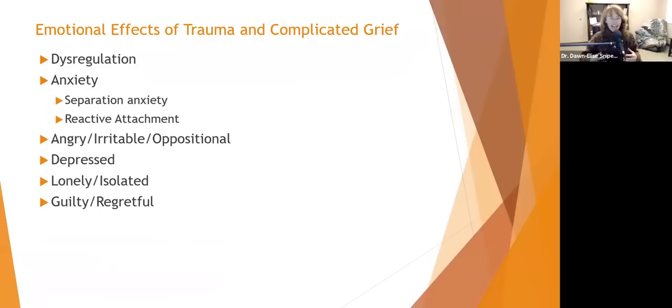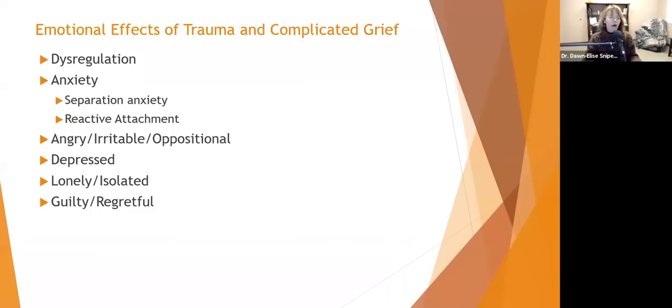Or if they had a primary attachment and that attachment goes away for some reason, divorce, deployment, drug treatment, whatever, then you may see an increase in separation anxiety because the child is afraid that that person won't come back.